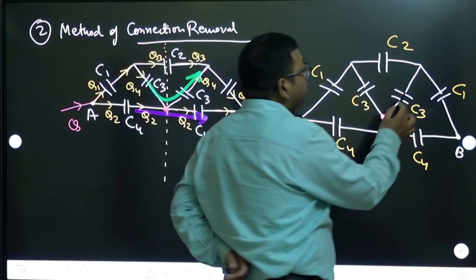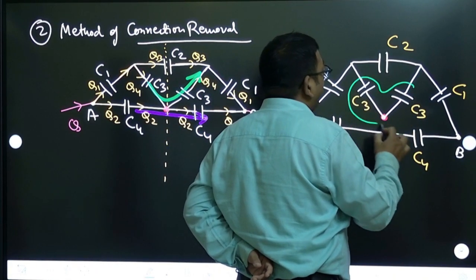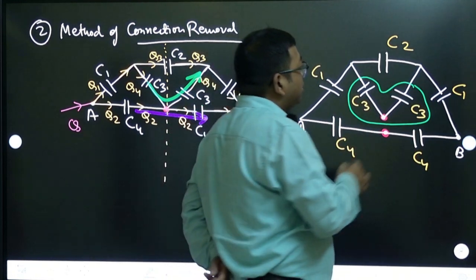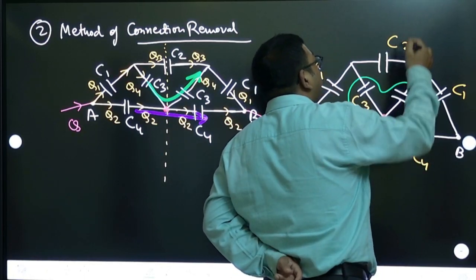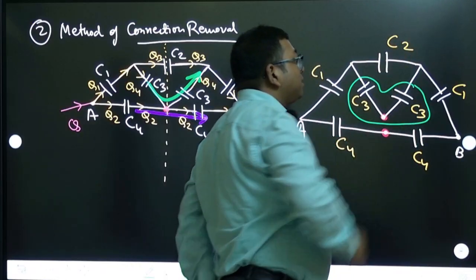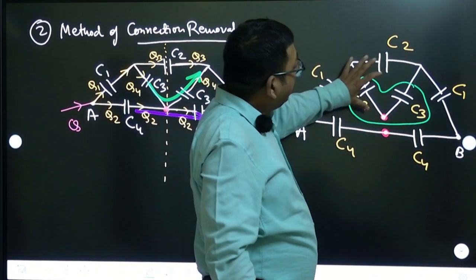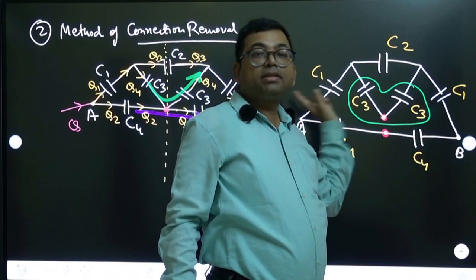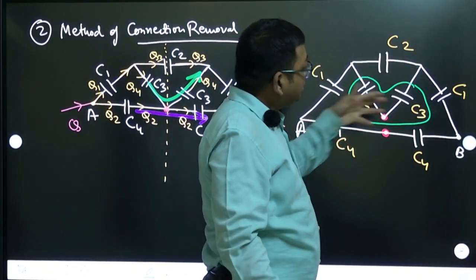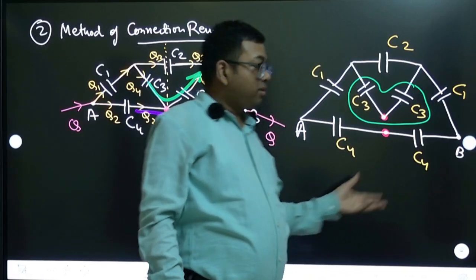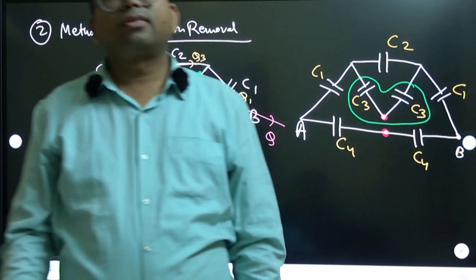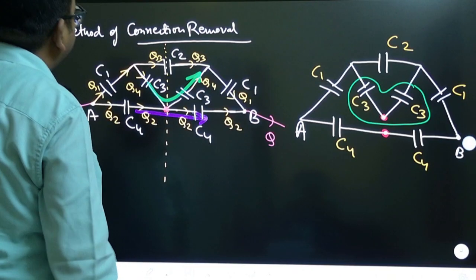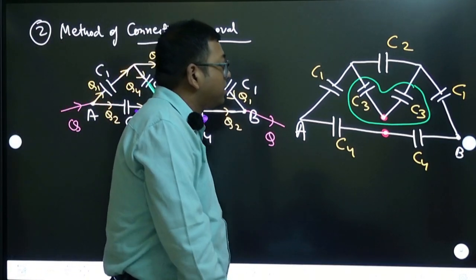Why? Because these two C3 are in series. This equivalent will be parallel with C2. And once they are parallel, that equivalent is in series with C1. Their equivalent is parallel with this branch. Clear? So this becomes a very simple way to solve problems. The method of connection removal is an important method.